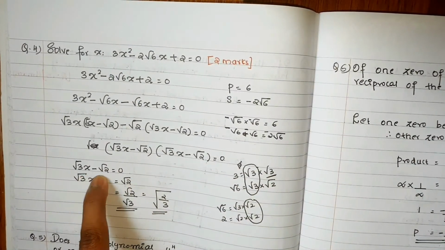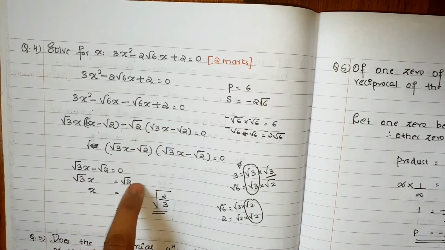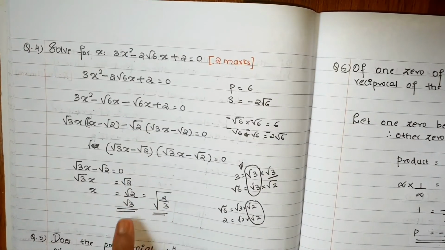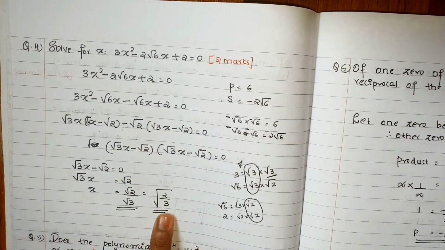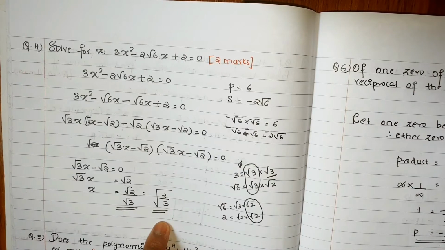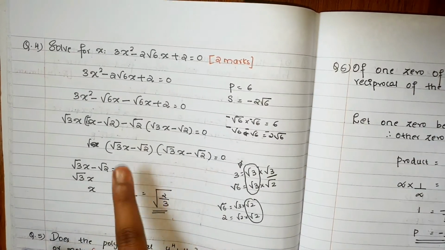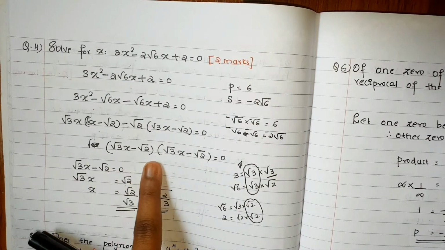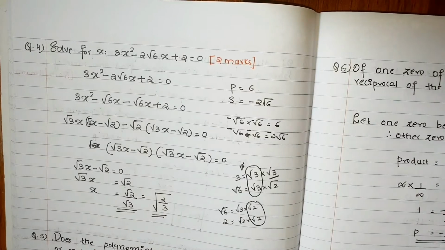So equating this to 0. First term, root 3x minus root 2 is equal to 0. So root 3x is equal to root 2 and the value of x is root 2 by root 3, or root of 2 by 3. Both terms are the same: this is also root 3x minus root 2. So the value of x is root of 2 by 3.